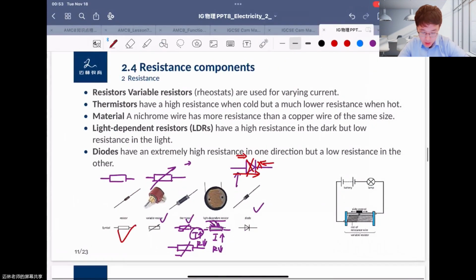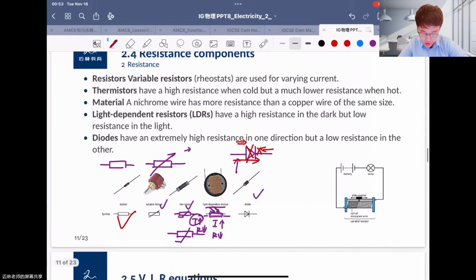Okay, so here we have some introduction of resistance components. I'm hoping that you can get a brief understanding of this and try to know the difference between the resistance components. Okay, so here's how we can judge different resistance.